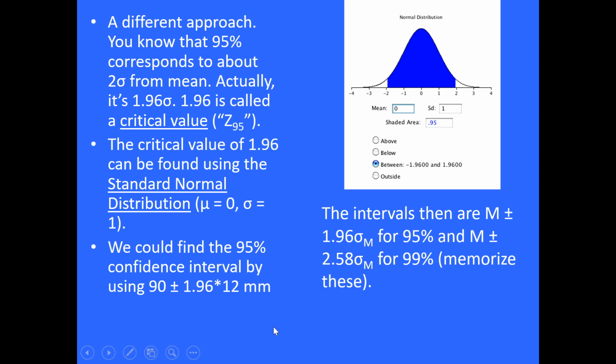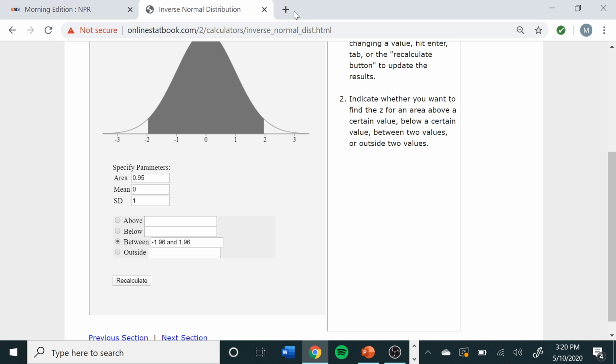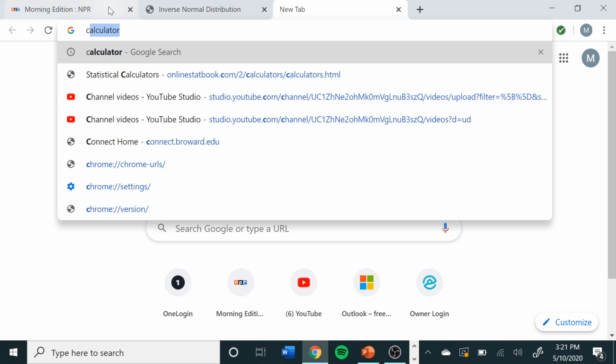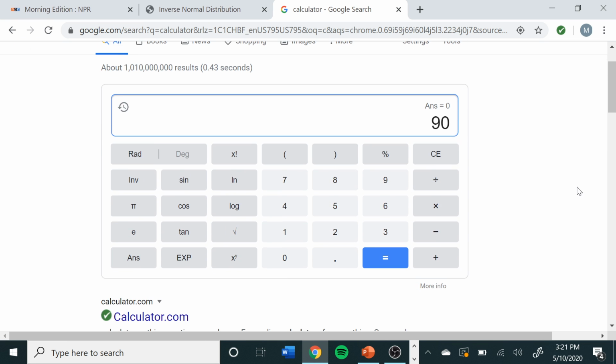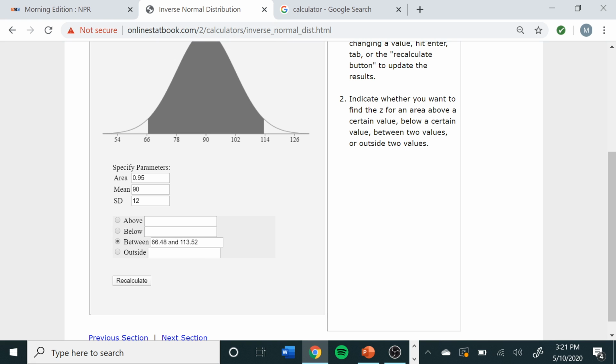So you could try that with the calculator. Let's see how that works. We'll open up a calculator, and we'll bring this up for comparison. You may remember we first found the 95% confidence interval directly this way. Let's just try to find this upper limit using a calculator and that formula. So we'll open up the Google calculator here. We have the mean, 90. We're going to add that to the standard error, which was 12, times the critical value, 1.96. Now that formula is going to give us the upper value of the confidence interval. And there you have it, 113.52, which as you see here is the same thing we found this way.